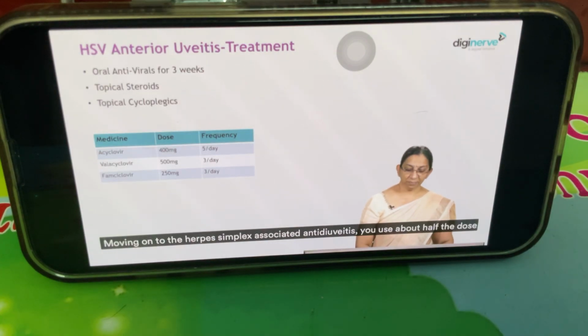Moving on to the herpes simplex associated anterior uveitis, you use about half the dose which is used for herpes zoster, namely acyclovir 400 milligrams 5 times a day, or valacyclovir 500 milligrams 3 times a day for 3 to 4 weeks, along with topical steroids and topical cycloplegics.